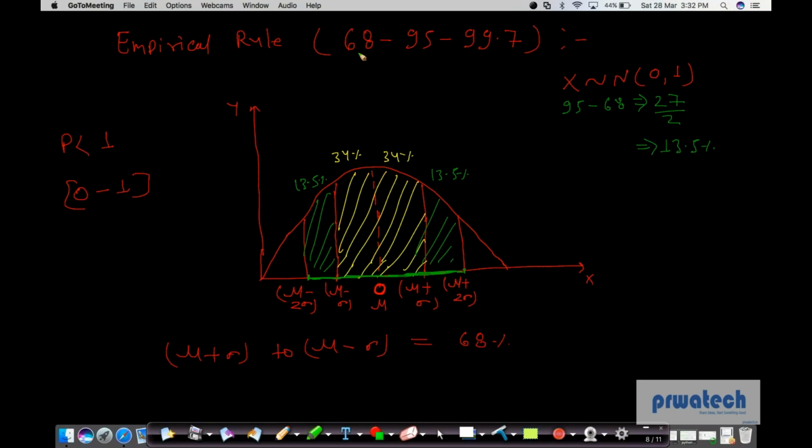So you have calculated one standard deviation away and below, two standard deviations away and below, and I'll write it here: mean plus two standard deviations to mean minus two standard deviations.